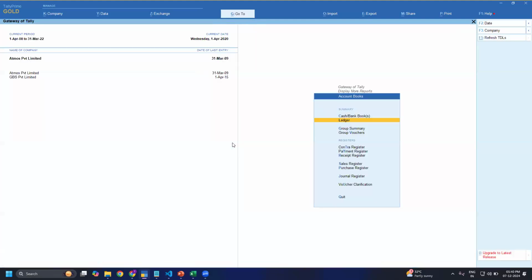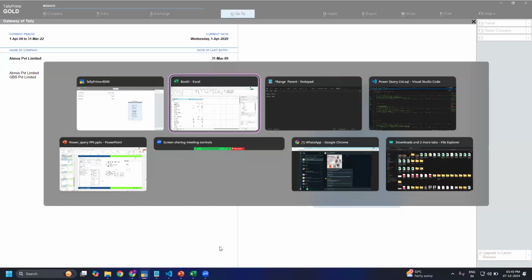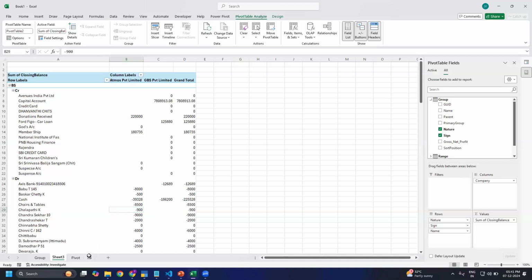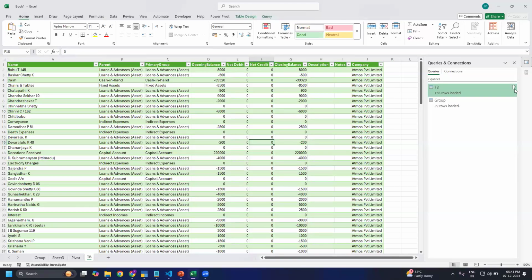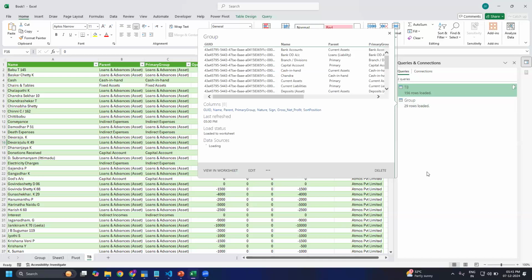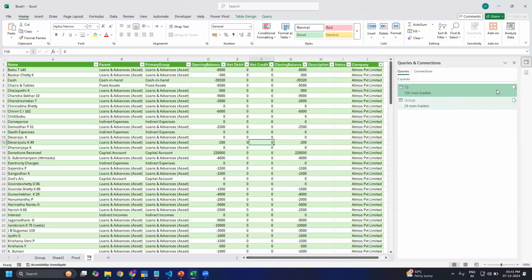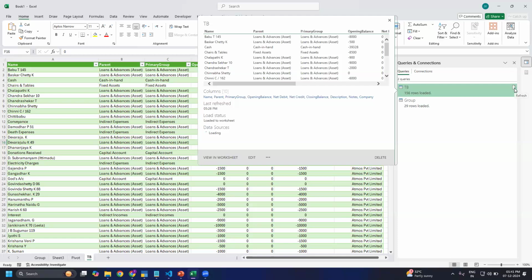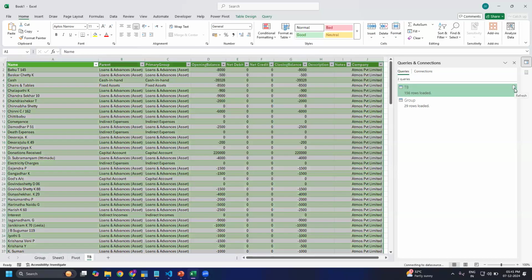So I will go to the Excel, and I'll go through this TB. I will do refresh on TB. When you have queries and connections, there is another window which is related to Power Query. So when you do changes in Tally, you have to come here and click on this refresh symbol. So I clicked on that.